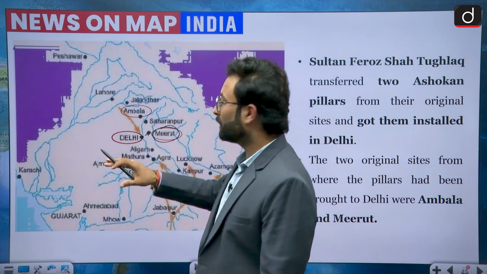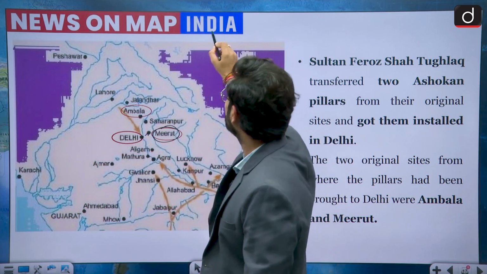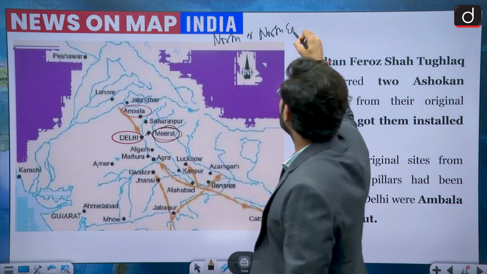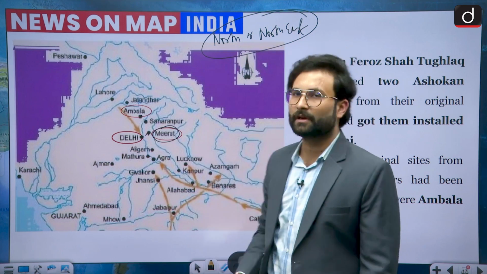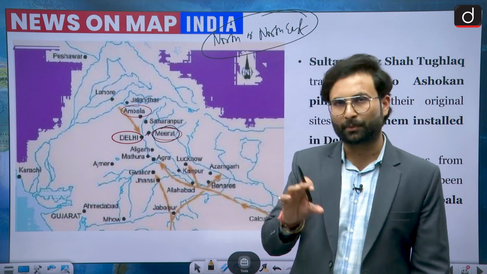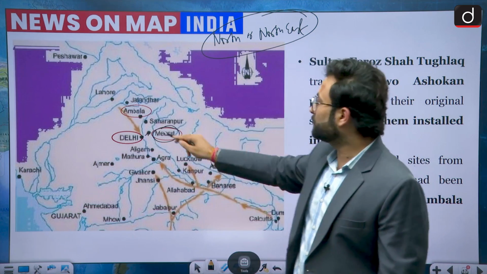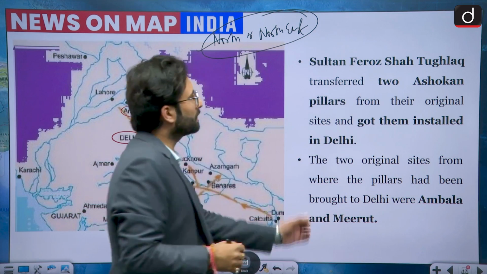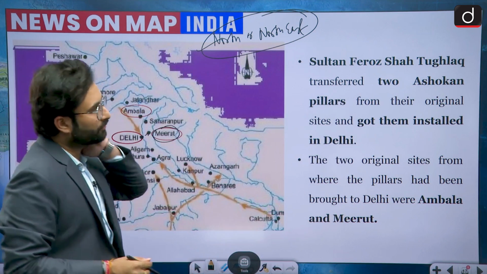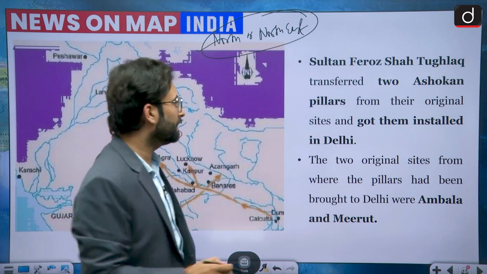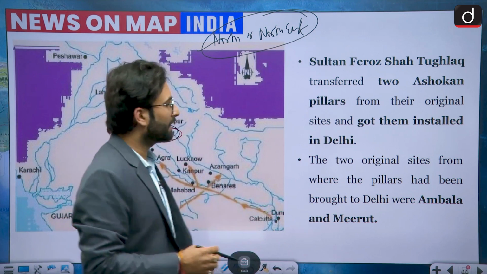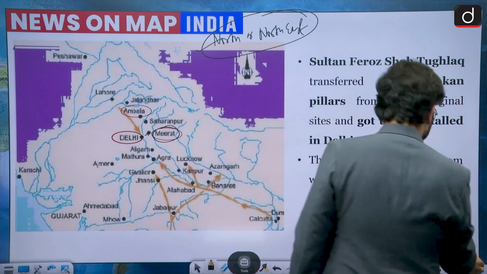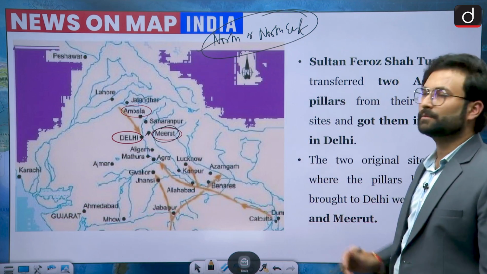So when we are talking about the answer here, the option would be either north or northeast, because they have not mentioned which pillar they are talking about. That is why we will go for the most appropriate answer, okay. But these 2 things, north and northeast, would be true, okay. So now here you can see Sultan Firoz Shah Tughlaq transferred 2 Ashokan pillars from their original sites and got them installed in Delhi. The 2 original sites from where the pillars were brought to Delhi were Ambala and Meerut, okay. So we have discussed the locations of Ambala as well as Meerut.